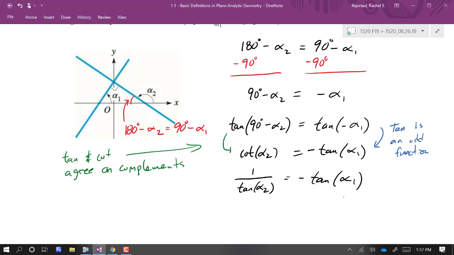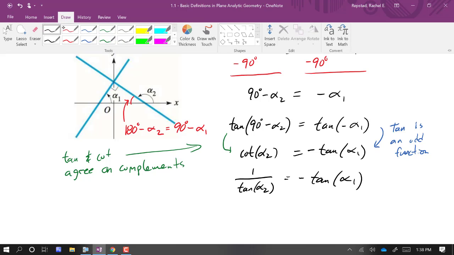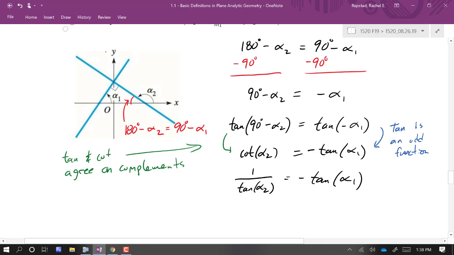And now I think we can do this with one more step. I mean, we can maybe already see it, right? I've got a reciprocal of this is the negative of this value. Remember, tan of alpha 1 is the slope of that line with inclination alpha 1. A convenient way I like to denote this at the end, this is where I'm going to take one more step, is I'm going to multiply both sides by negative tan alpha 2.